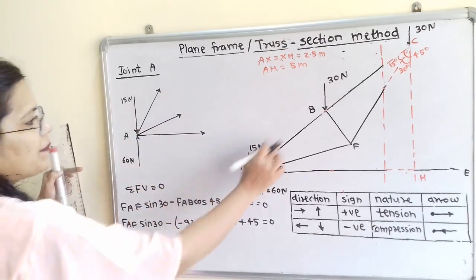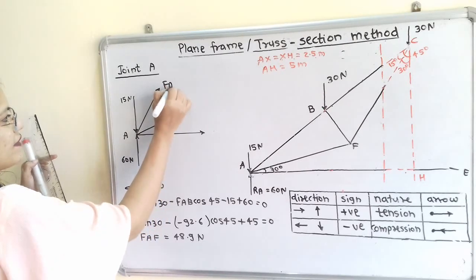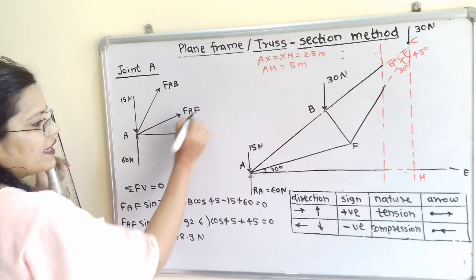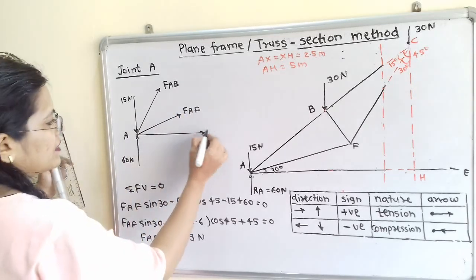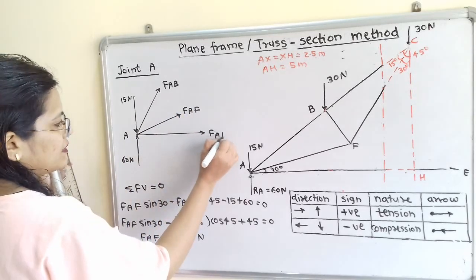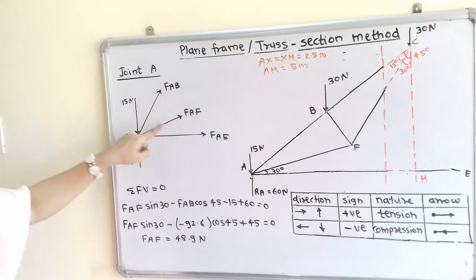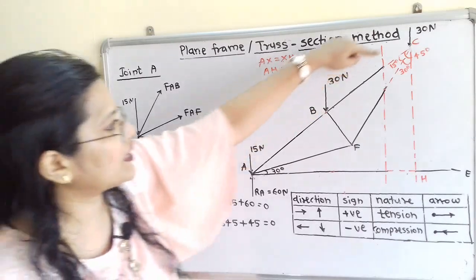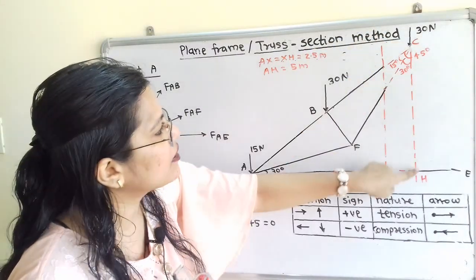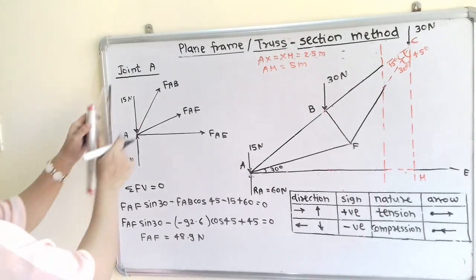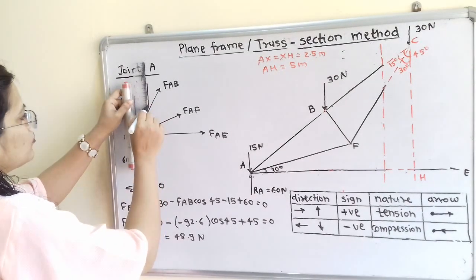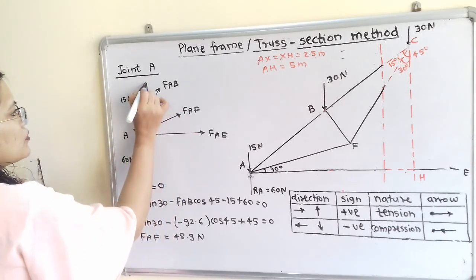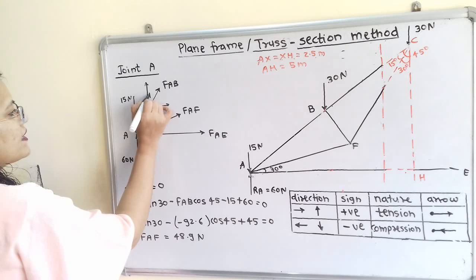Now this member is AB, so I will say FAB. Then this member is AF, so I will say FAF. And this member is AE, so I will say FAE. Now these two are the inclined members. So for AB member, it is the part of AC, and AC is making angle of 45 degree with vertical. So I will resolve this into two components. So it is making angle 45 degree with vertical.